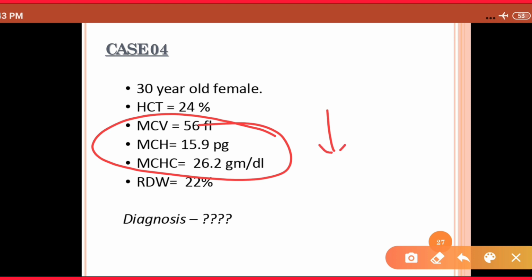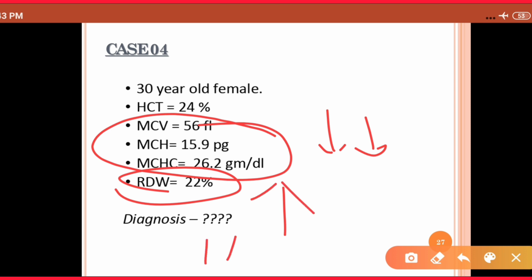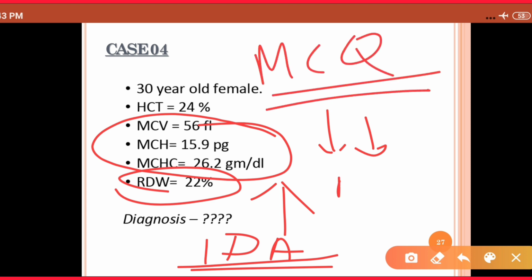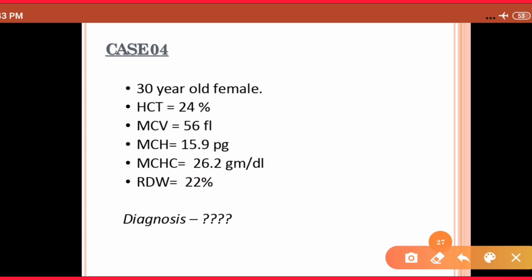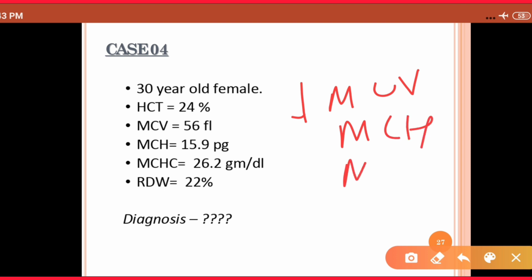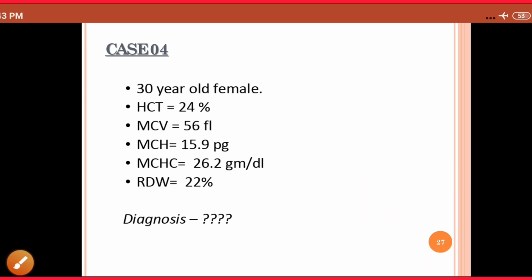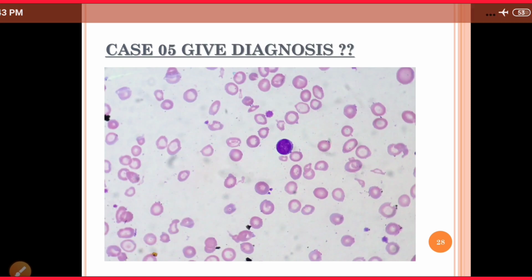If all three basic red blood cell indices decrease and RDW increases, that is classically the case of iron deficiency anemia. This is the most important MCQ, guys. Remember, when you have low MCV, low MCH, low MCHC with increased RDW, then surely it can be the case of iron deficiency anemia, and you have to investigate further with serum ferritin and iron tablets need to be given. According to severity, the medication has to be given.